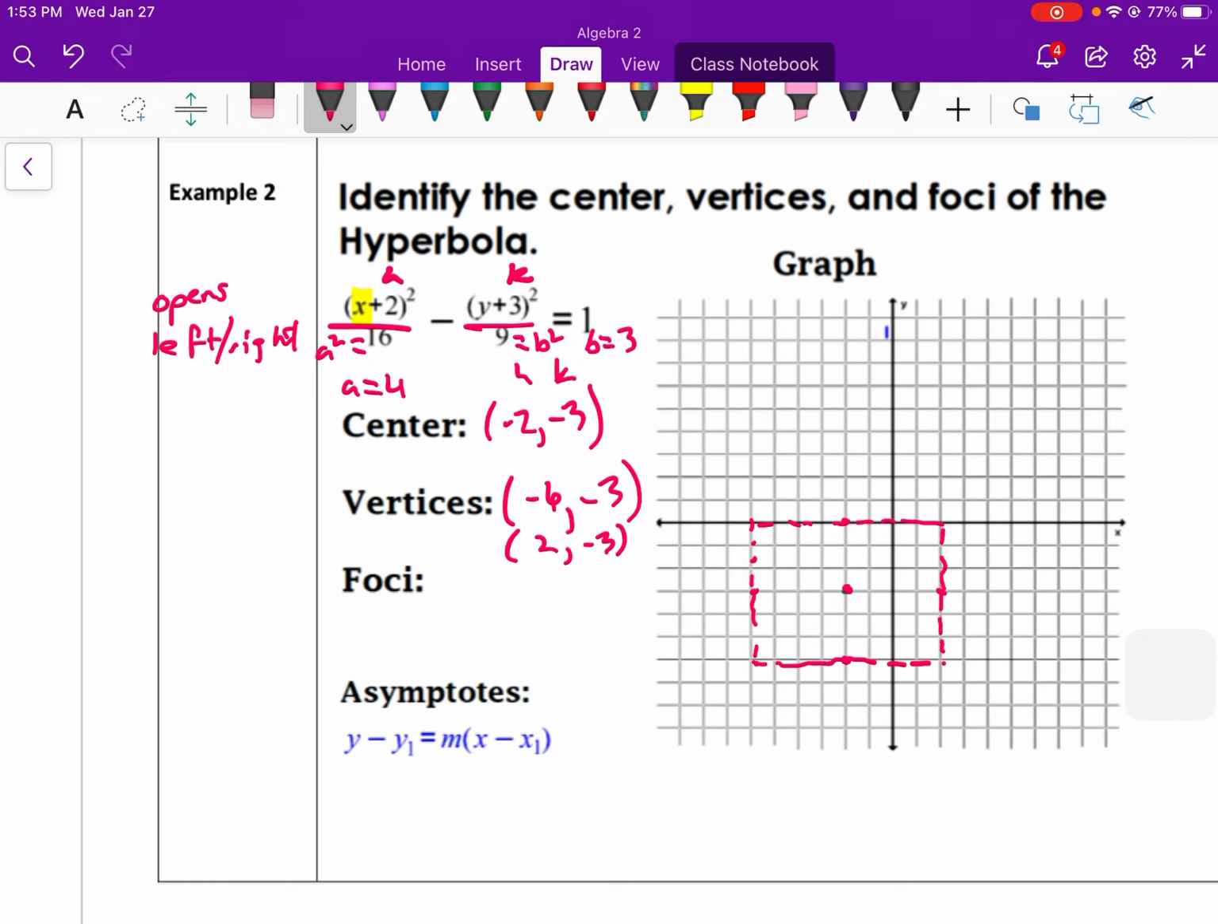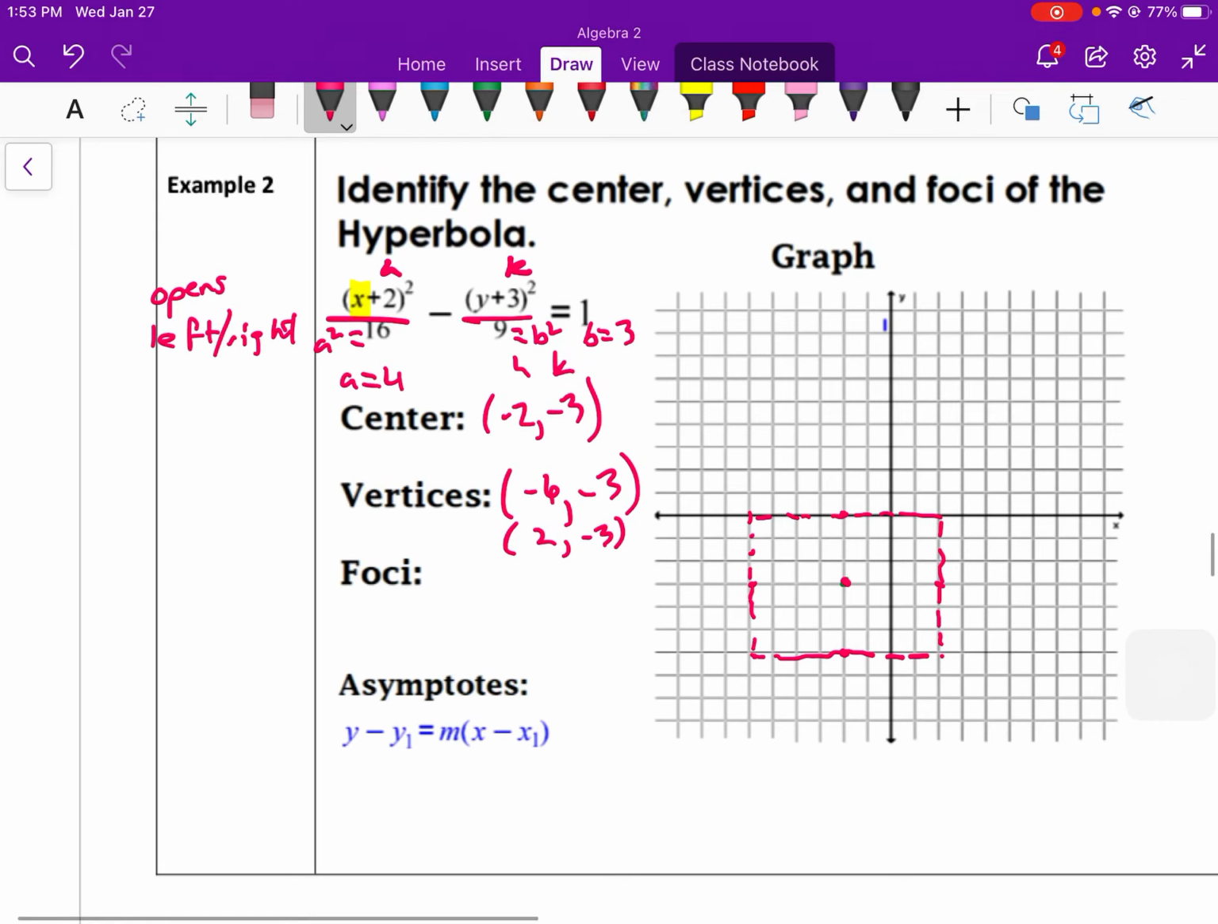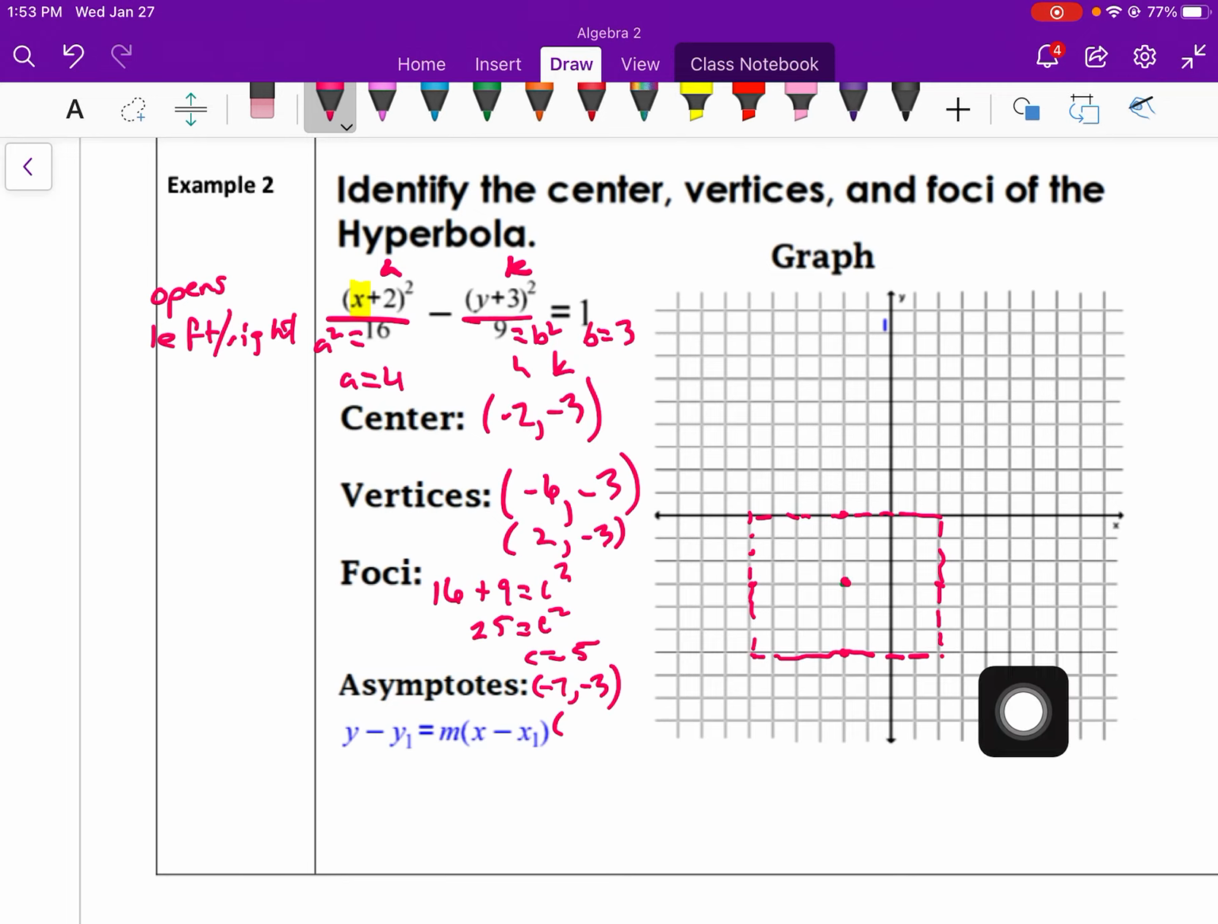That looks nicer than my circles and ellipses, I think. For our foci, a squared plus b squared equals c squared. So 25 equals c squared, so c equals 5. It's horizontal, so from the center we have negative 2 minus 5, so negative 7, negative 3, and then we have negative 2 plus 5, so that'll be 3, negative 3.